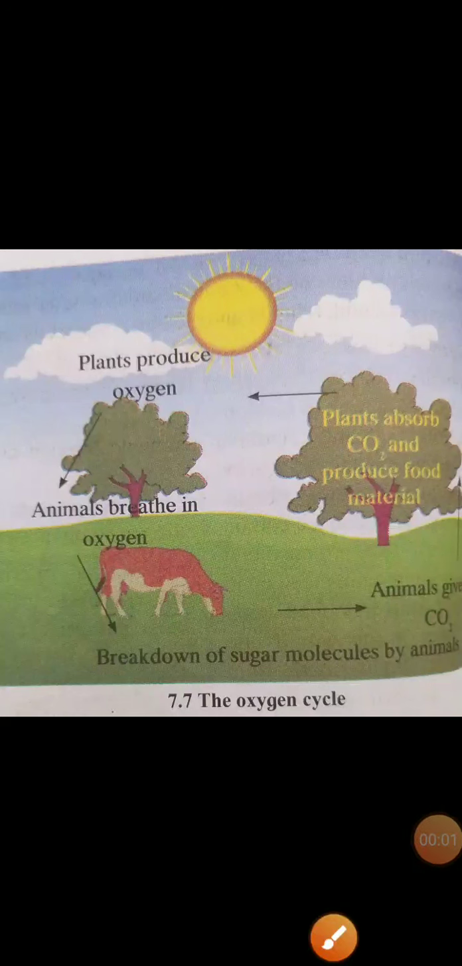Now next is the oxygen cycle. See this diagram. The proportion of oxygen is 21% in the atmosphere. It is also present in the hydrosphere and lithosphere. Circulation and recycling of oxygen within the biosphere is called the oxygen cycle.